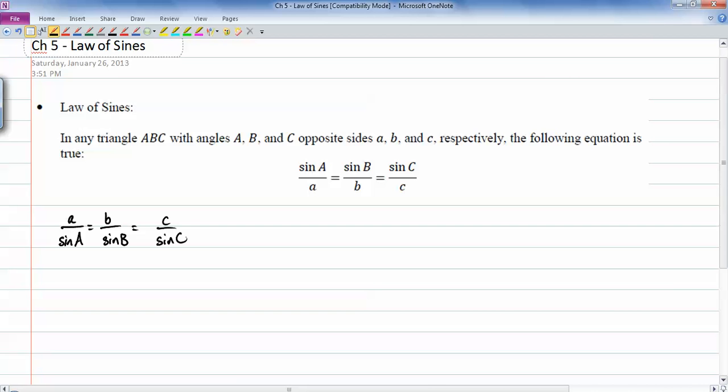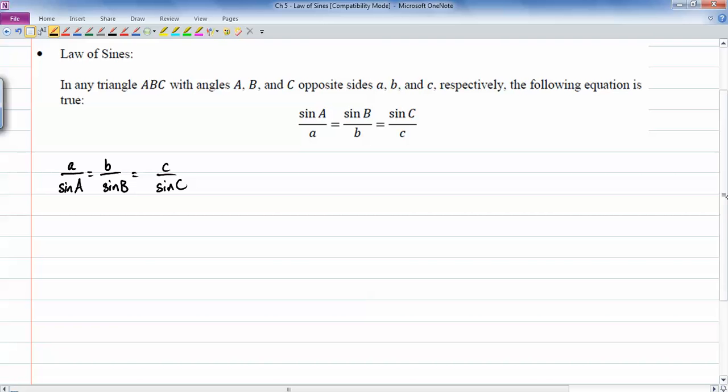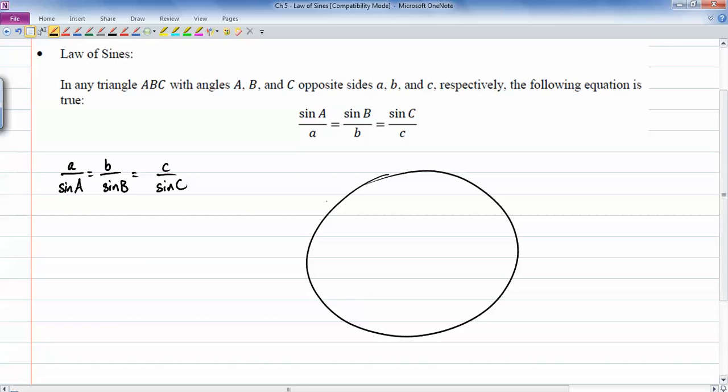So the way that I want to derive it is by looking at a circle. So let me draw a circle here. And then there's a triangle that is inscribed in the circumcircle. So here's some triangle I'm going to draw. Right here. So A, B, C. That means that this side is little a, this side is little b, this side is little c.